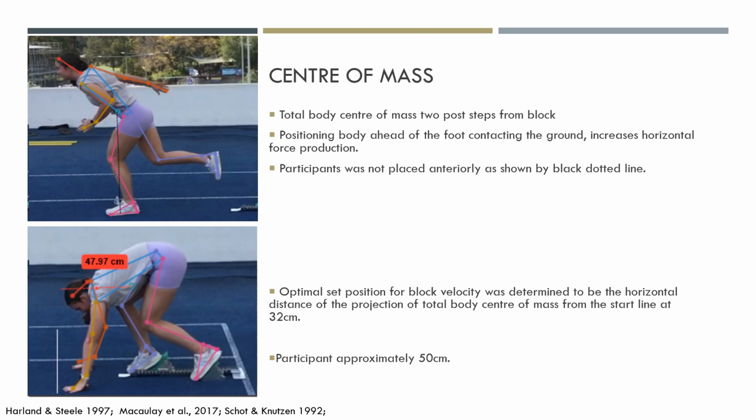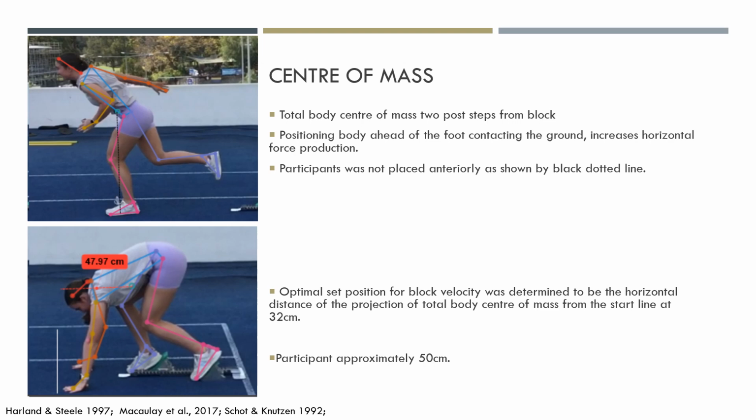So the lowering of the center of mass is instrumental in enabling performers to generate impulse, which in turn results in achieving a larger horizontal takeoff velocity and greater horizontal displacement. According to the research of Schutt and Knudsen, the optimal set position for block velocity was determined by a horizontal distance of the total body center of mass from the start line, which they found to be 32 centimeters.